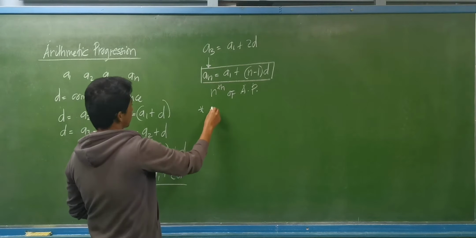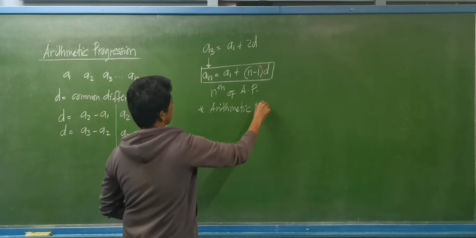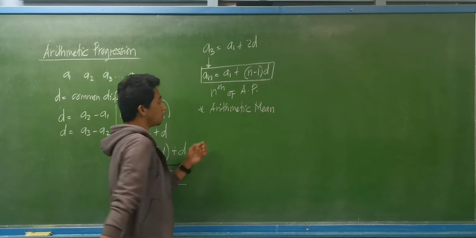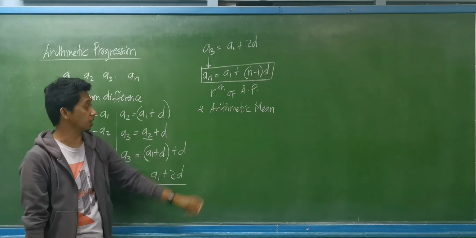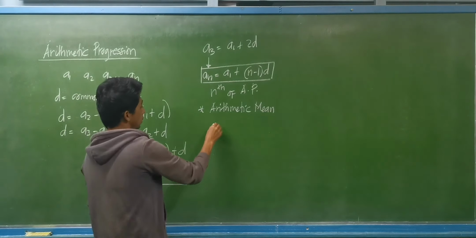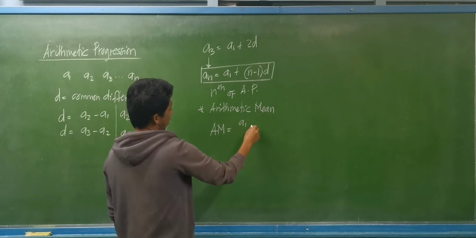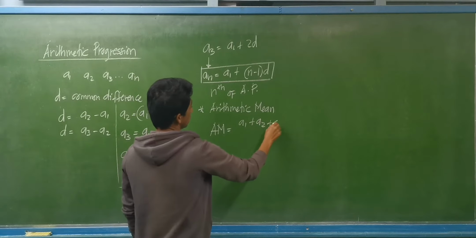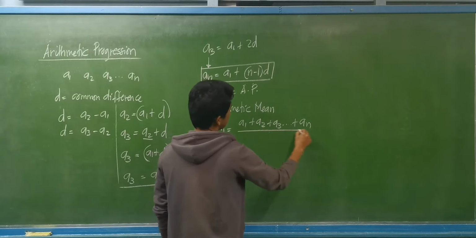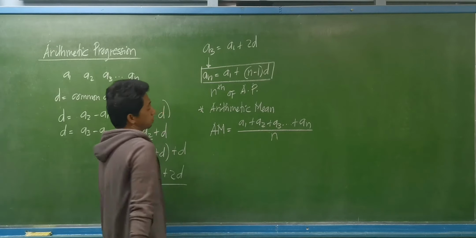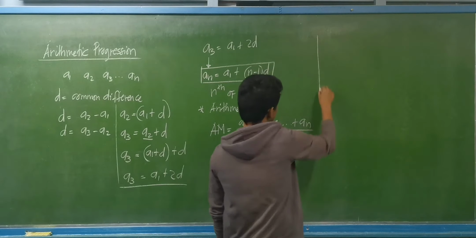Then, for arithmetic progression, we have the arithmetic mean. Basically, the arithmetic mean is just averaging the terms. So the arithmetic mean of n terms is a1 plus a2 plus a sub 3 up to a sub n, divided by the number of terms. So this is our arithmetic mean. Let's have a simple example.